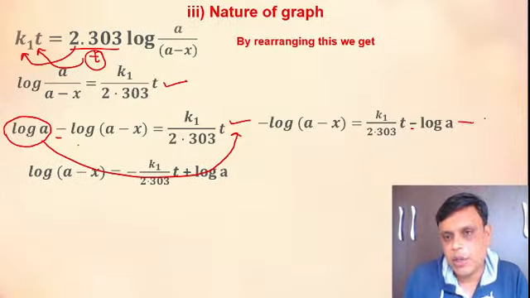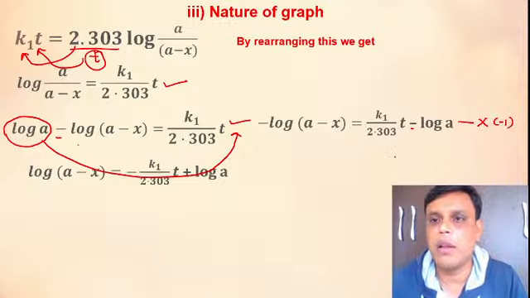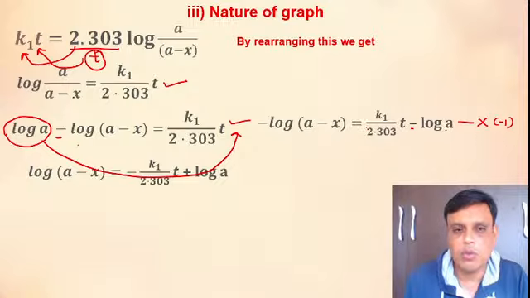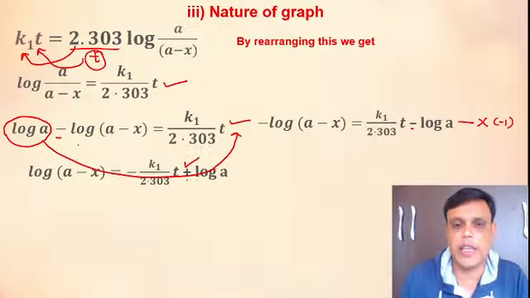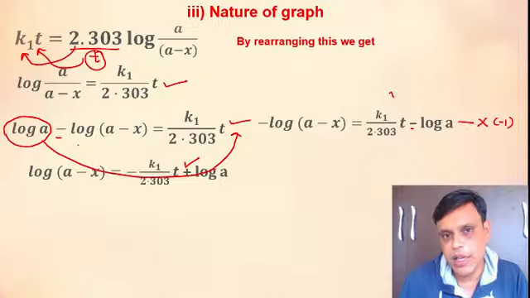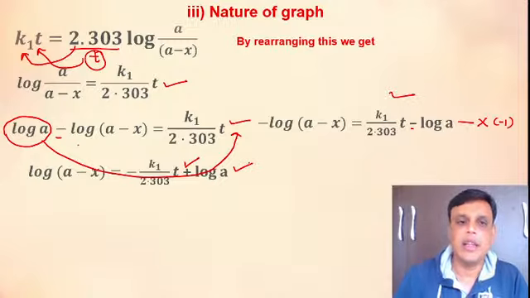by minus 1. So what will happen? Here minus minus will get plus a minus x. यहाँ पे क्या था? Plus minus 1 will get minus k1 upon 2.303 t. यहाँ पे क्या था? Minus. So minus into minus 1 will get plus log a. So after multiplying this equation by minus 1, we will get this equation.